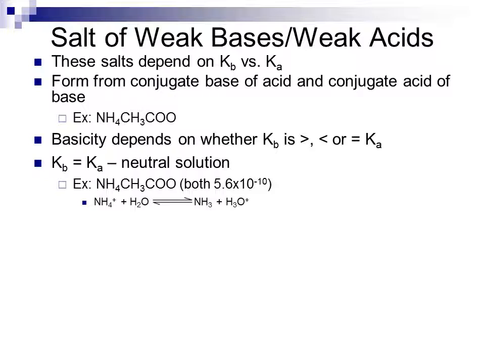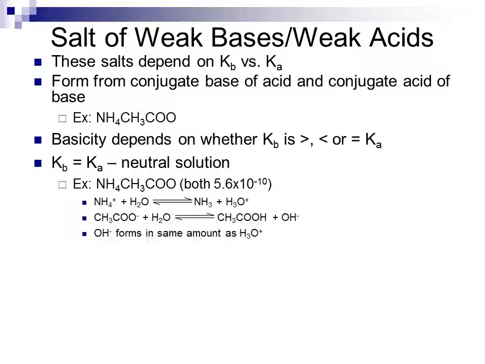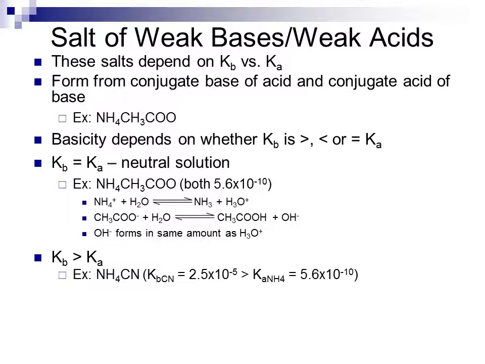So ammonium forming hydronium and ammonia, and acetate forming acetic acid and hydroxide, form hydronium and hydroxide in the same amount. Overall, then, there is no net change in the relative amounts, so the pH is 7. Kb greater than Ka, however, will be a situation where we have the Kb being a larger value than the Ka.